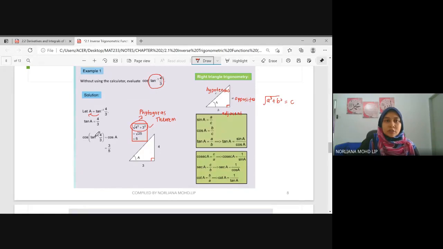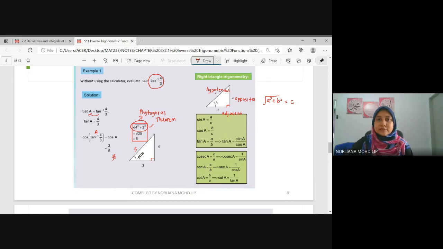So therefore, we substitute cos A, and tadi A equal to tangent inverse 4/3. So cos A is 3/5. Cos is adjacent over hypotenuse, 3/5. So this is the answer for cos tangent inverse 4/3, equal to 3/5.